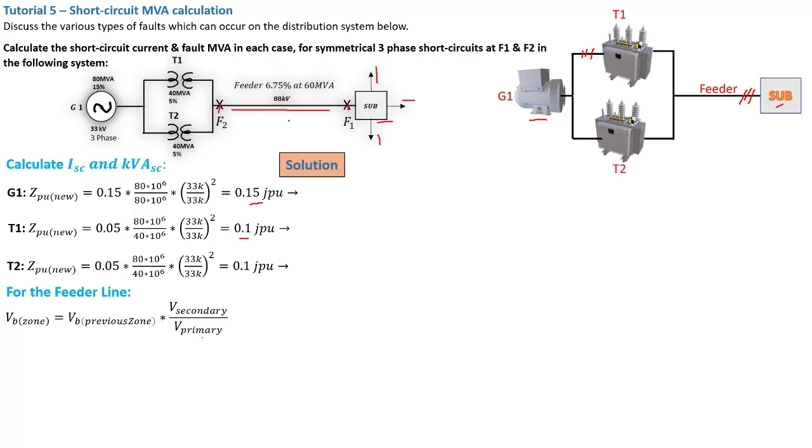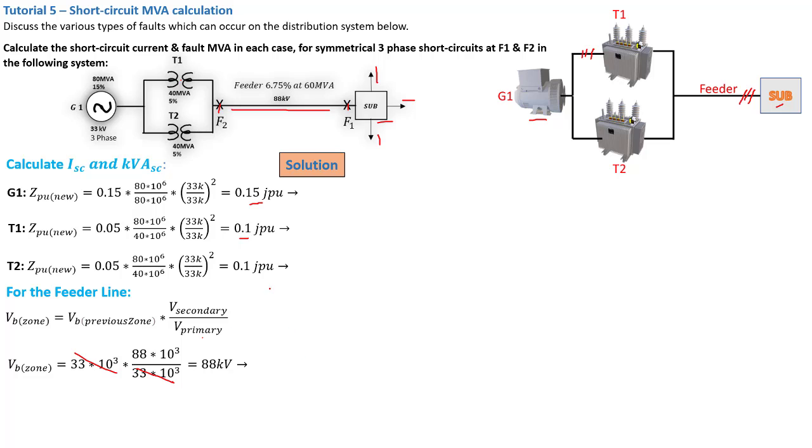That's the one we need to find. It is equal to VB of the previous zone times the transformer ratio, because remember, we go from the primary to the secondary of the transformer. That's what determines the zone voltage. So that will be the ratio of the secondary over the primary. Applying this formula, the previous zone is 33 kilovolt, the secondary is 88 kilovolt, and the primary is 33 kilovolt. Cancelling these two, we get 88 kilovolt. So that means this zone here is 88 kilovolt.